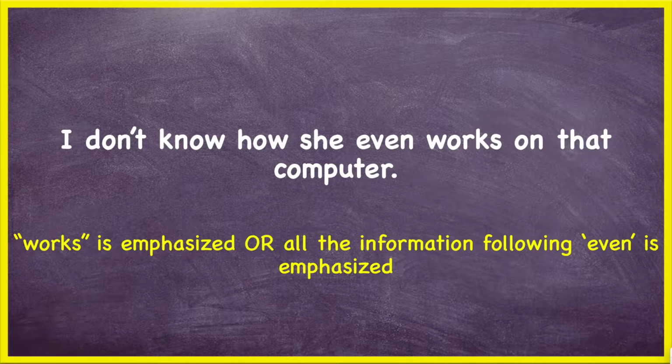Or all the information following the adverb even is emphasized. So I don't know how she even works on that computer. So maybe you don't know how she does anything, right? Maybe she does so many things and you don't know how she does any of it. But and you don't even know how she works on this computer. That might be the simplest thing to understand, but you don't even know that, right?